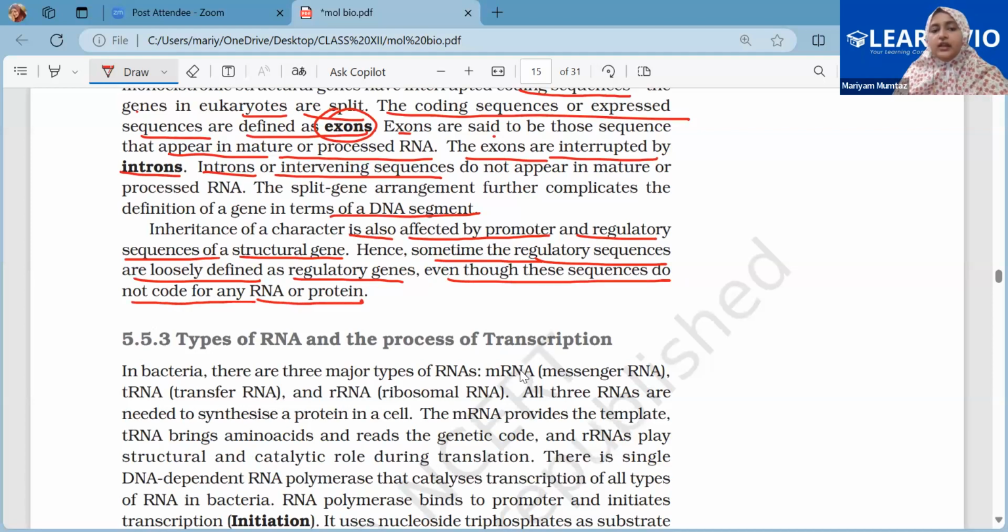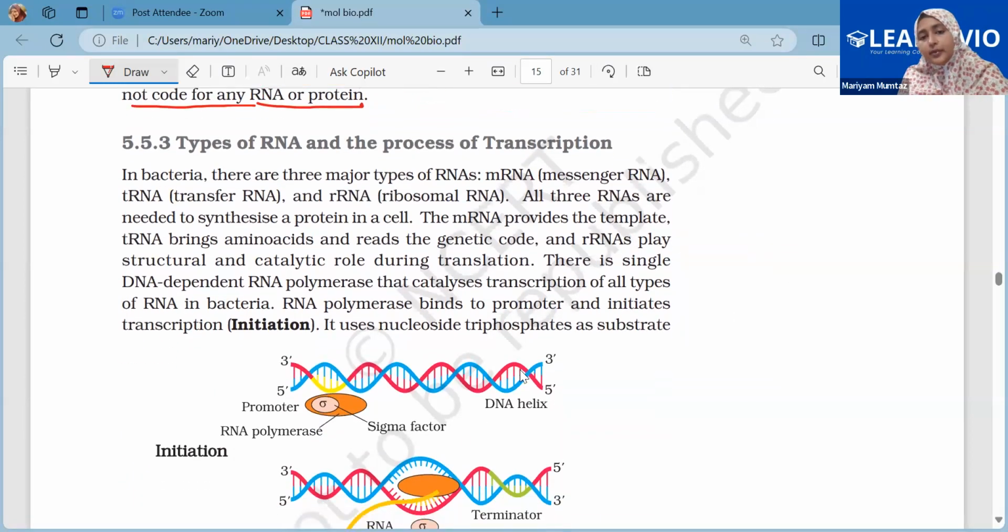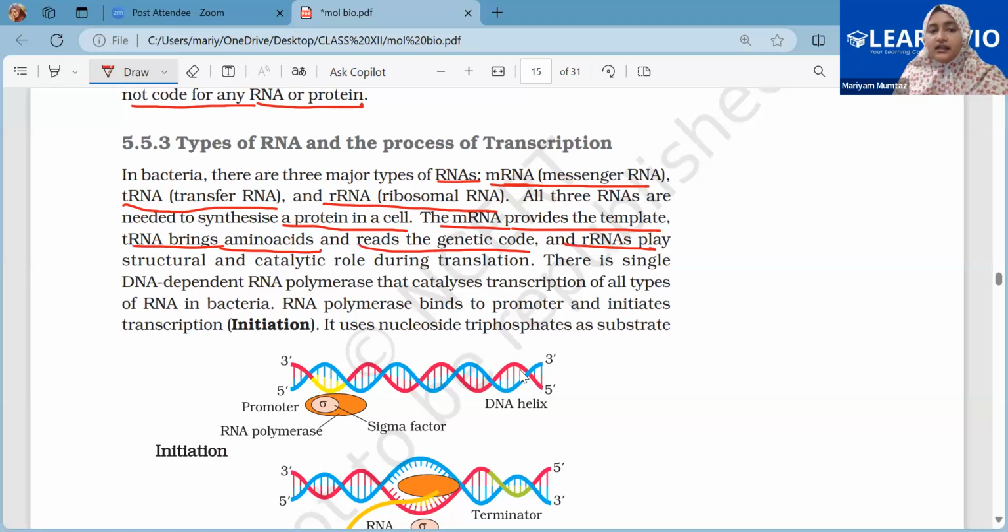RNA or protein. Now, talking about the types of RNA and the process of transcription. In bacteria, there are three major types of RNA, that is mRNA, messenger RNA, tRNA, transfer RNA, and ribosomal RNA. All three RNAs are needed to synthesize a protein in a cell. The mRNA provides the template, the tRNA brings amino acid and reads the genetic code, and the rRNA plays the structural and catalytic role during translation, that is protein formation.